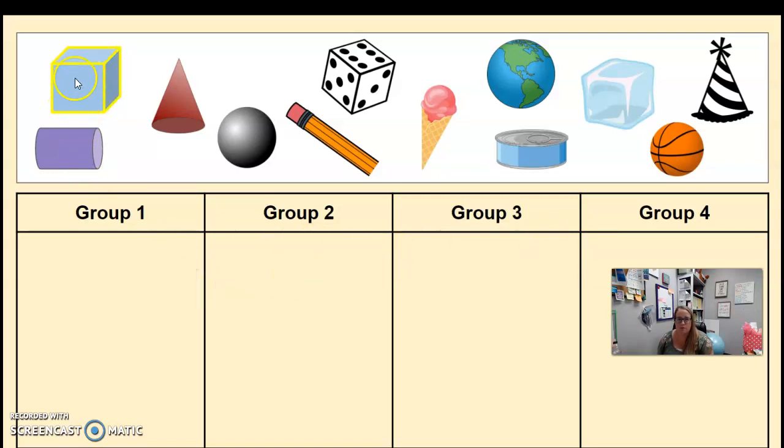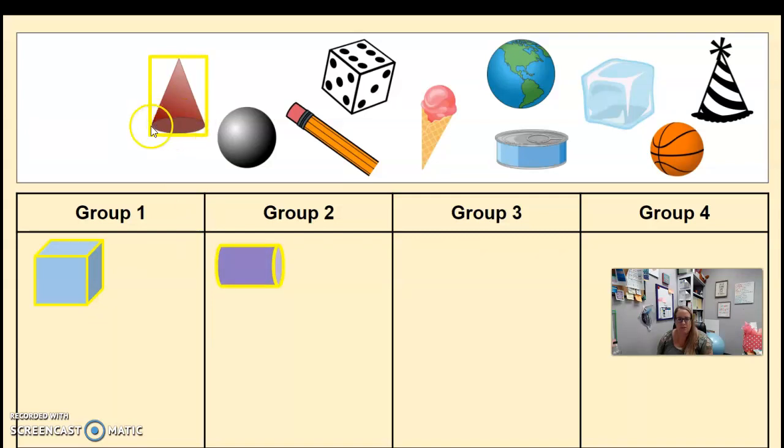So our first one, what is this shape called? Do you remember? It's made of squares and it stands up, so we know it's a 3D shape. I hope you said it's a cube. So since it's our first shape, we can put it wherever we want. So let's go ahead and put it in group 1. The next one we have is this one. I see a circle on this side and a circle on this side, and I see a curved surface. Does that look like this one? Nah, it looks different. So I'm going to put it into group number 2.